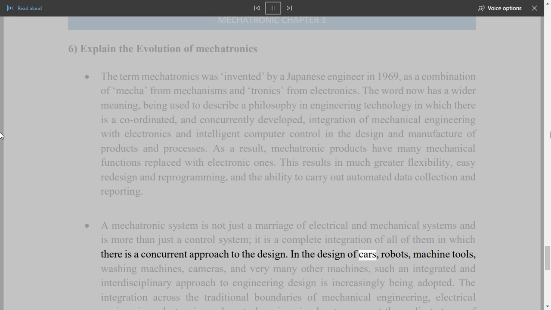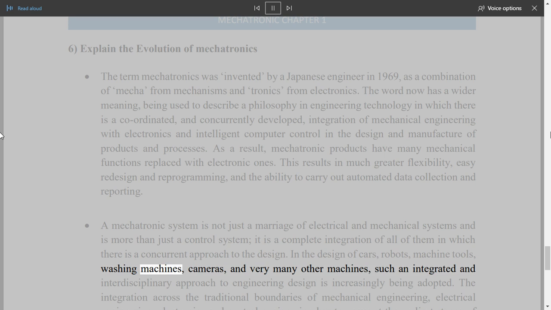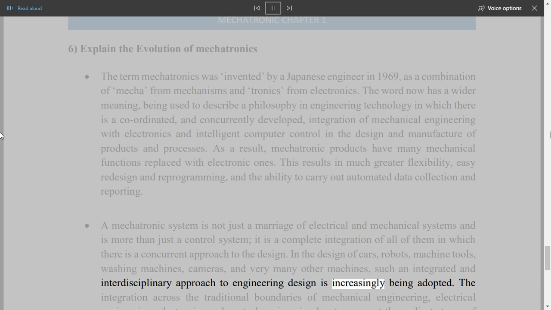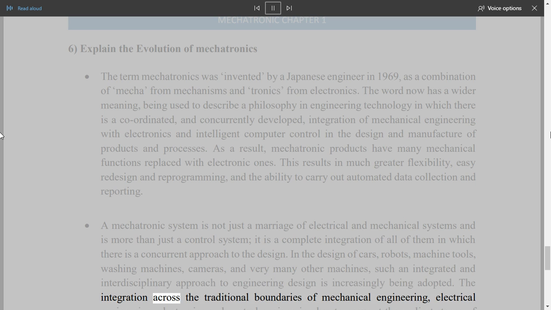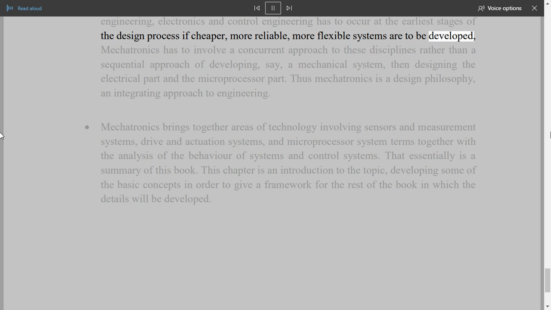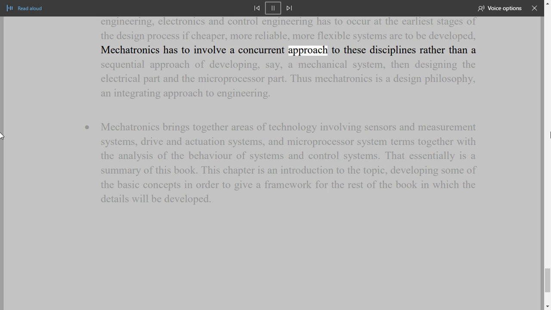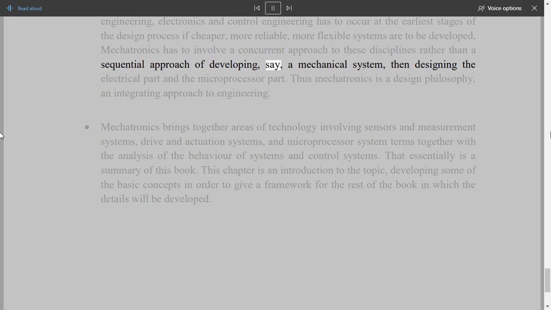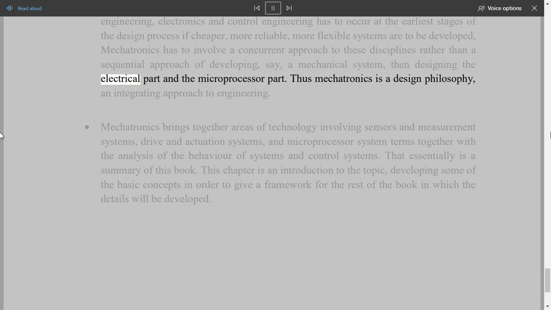In the design of cars, robots, machine tools, washing machines, cameras, and very many other machines, such an integrated and interdisciplinary approach to engineering design is increasingly being adopted. The integration across the traditional boundaries of mechanical engineering, electrical engineering, electronics, and control engineering has to occur at the earliest stages of the design process if cheaper, more reliable, more flexible systems are to be developed. Mechatronics has to involve a concurrent approach to these disciplines rather than a sequential approach of developing, say, a mechanical system, then designing the electrical part and the microprocessor part. Thus, mechatronics is a design philosophy, an integrating approach to engineering.